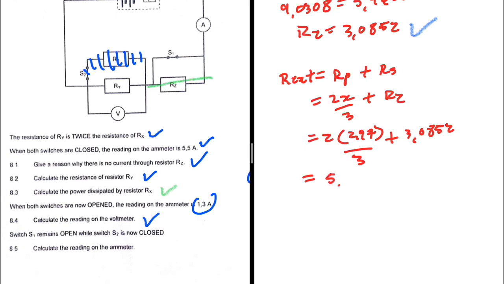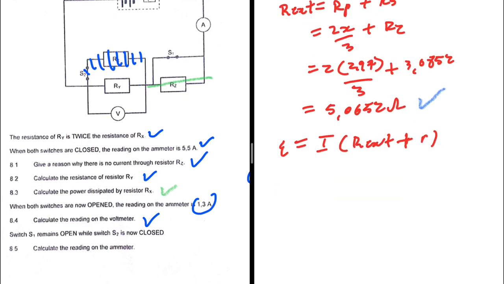Okay, this is 5.0652 ohms. So this is our external resistance. We want to calculate the current. Let's not forget, now we can say that EMF is the current times R external plus R internal. So the current is going to be the EMF divided by R external plus R internal.